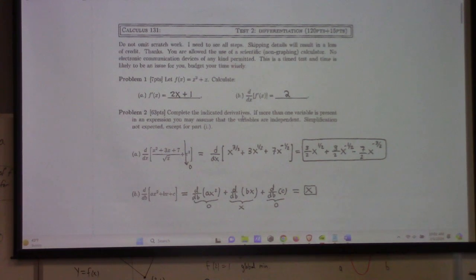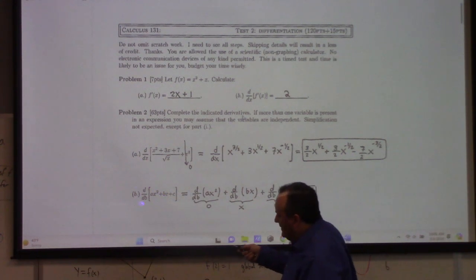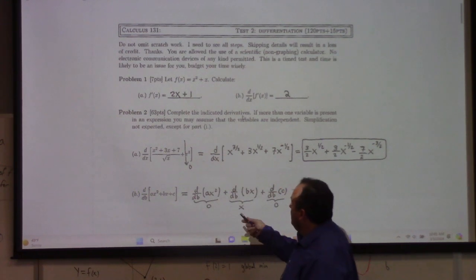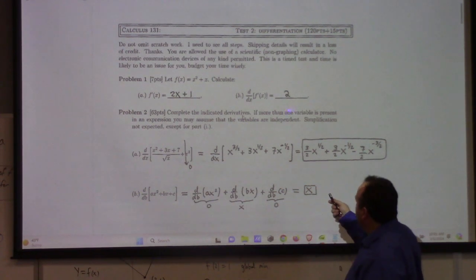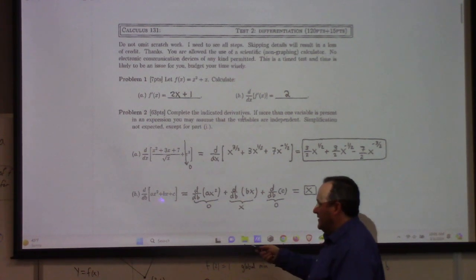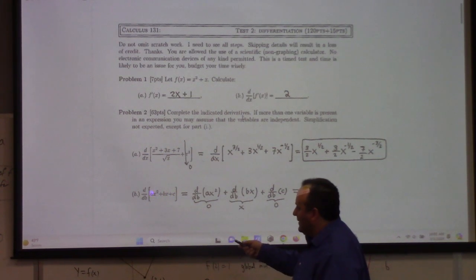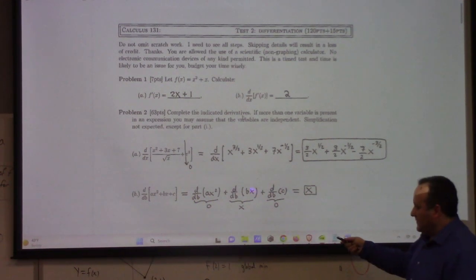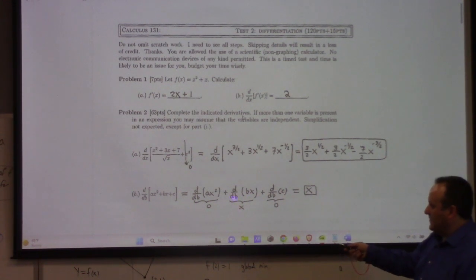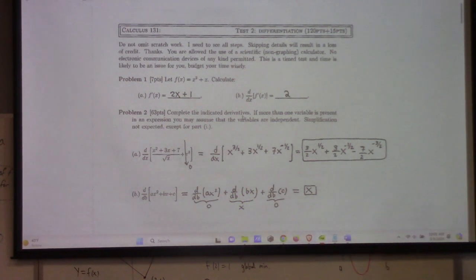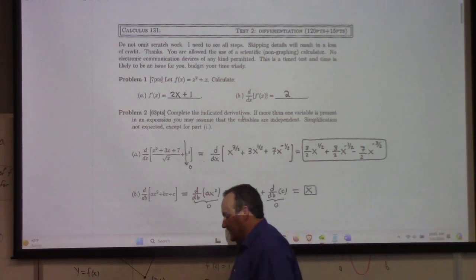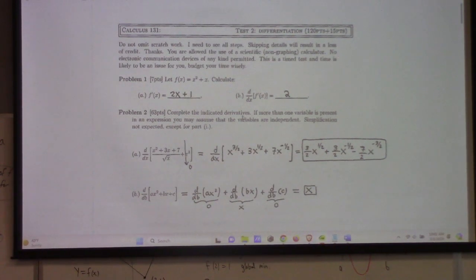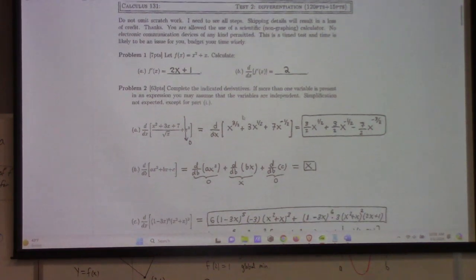Problem B: some of you didn't notice it's d/db, so b is the variable here. As I set up, if more than one variable is present in an expression, you may assume the variables are independent, which is to say that x, c, and a here are constants with respect to b. That means this differentiates to 0, that differentiates to 0, and this differentiates just to x, because db is 1 and the x pulls out. So the answer here is just x. Sorry if you missed that one. There was homework like this.